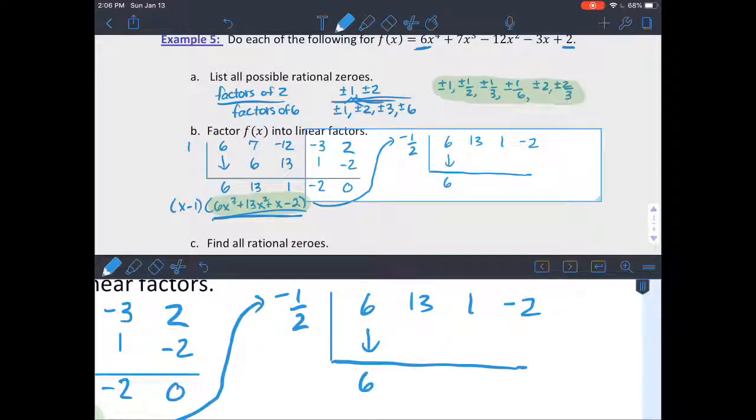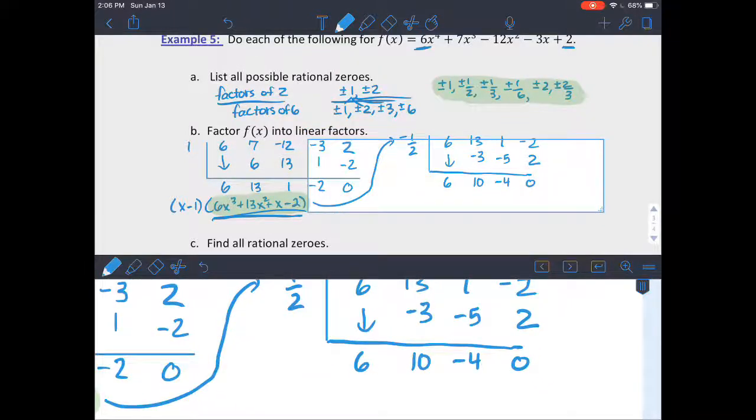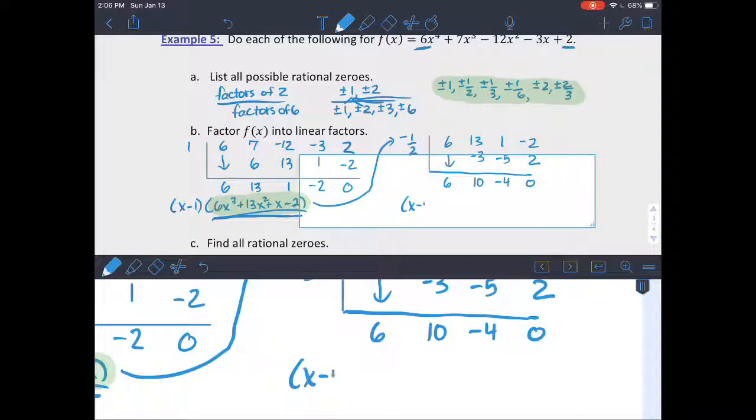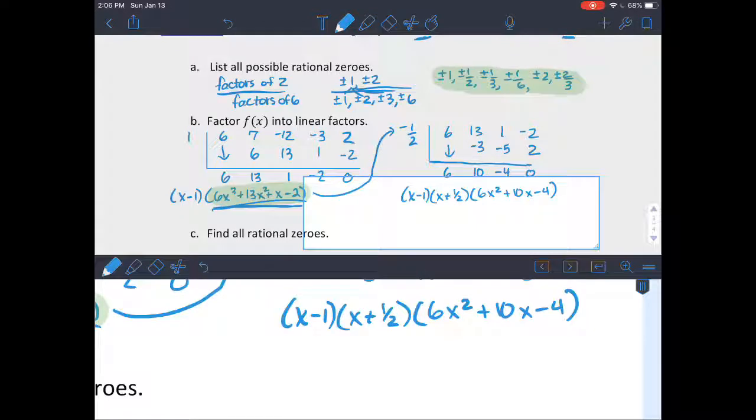Let's try negative 1/2 for our 0 instead. If it doesn't divide in evenly, try a different one until you figure out one that does. Okay, so negative 1/2 is going to be a 0. And now we're down to, after I've divided a couple times here, factors of x minus 1, x plus 1/2, and 6x squared plus 10x minus 4 that I just got. That is going to be something we can factor further.